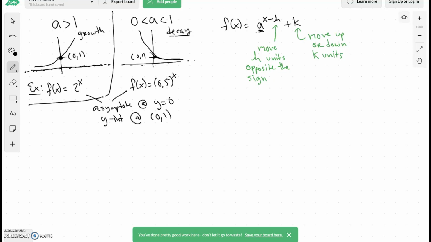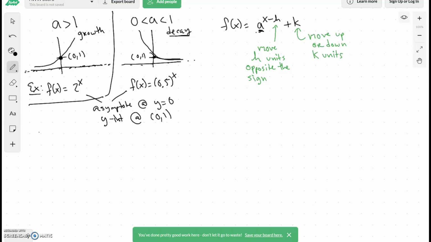Now, if I were to have an h, or a number, right next to the x, in this case there's nothing here. If I were to have a number here, then I'm going to move the graph h units opposite of whatever this sign is. So if this is negative, I'm going to move it in the positive direction, so I'm going to move it to the right. Kind of similar to how we did it with the vertex form. Now this k, I'm going to move it up or down depending on what k is. So I'm going to do an example.